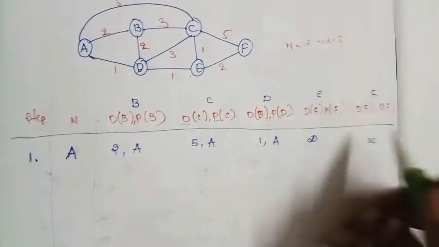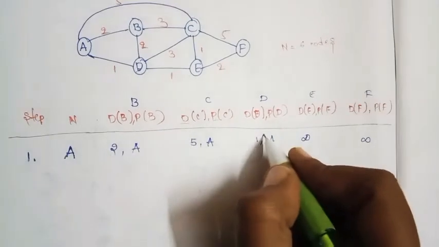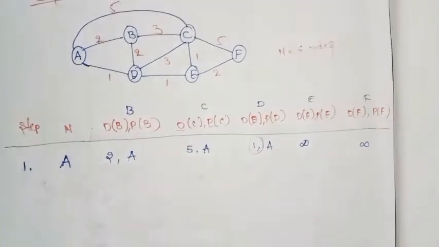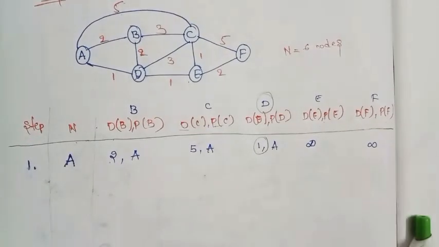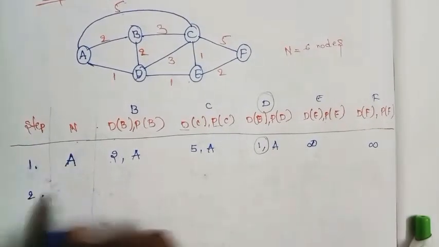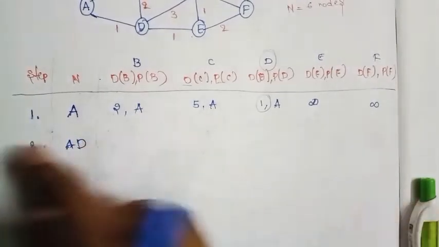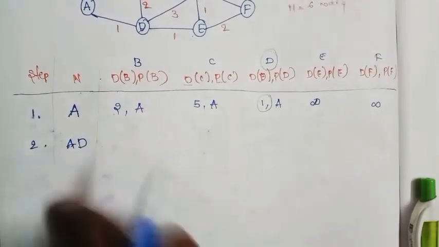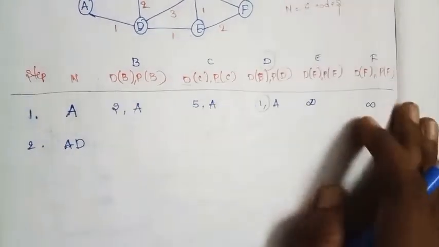that means the least shortest path. See, guys, here 2 and 5 and 1. 1 is the least cost path. So I am taking the D. Just add this into the node. How will we write? AD, guys. Now here we are finding the destination node and previous node with the help of a formula.